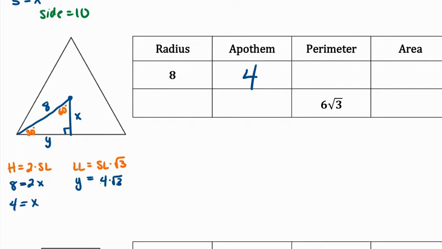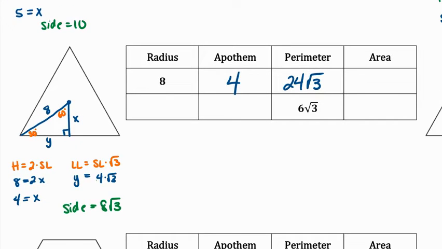To get our perimeter, we want to add up all three sides. If I know that y is 4 radical 3, then what's the side length? 8 radical 3, right? So a side would be equal to 8 radical 3. And then to get the perimeter, I want to multiply that by 3 for our triangle. So it would be 24 radical 3. And then for our area, we can do 1/2 times the apothem times the perimeter.